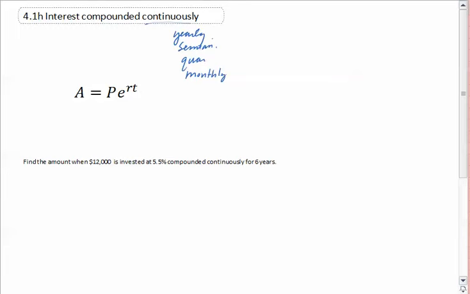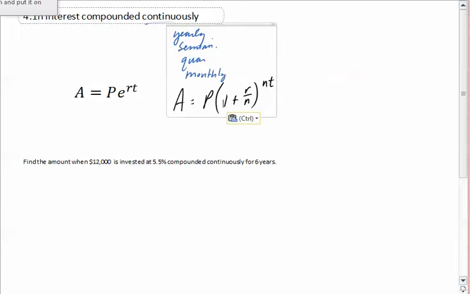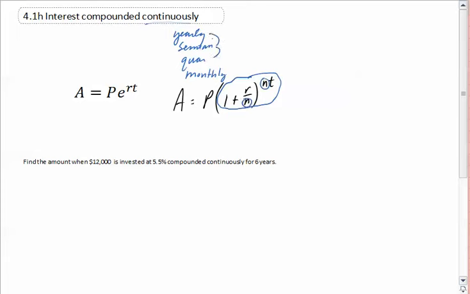And so the issue though is if we take a look at that previous formula, if I continue to increase my n, not yearly but semi-annually, annually to quarterly, quarterly to monthly, monthly to daily, maybe even hourly, as n gets really, really big, as n gets close to infinity, this amount right here actually approaches this amount right here.